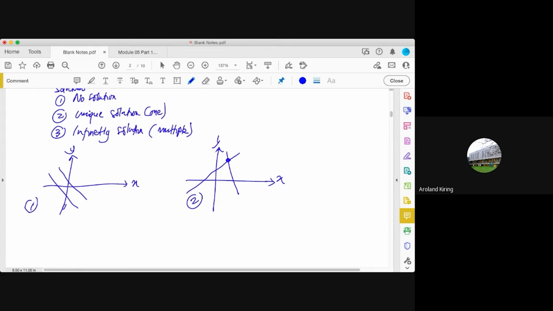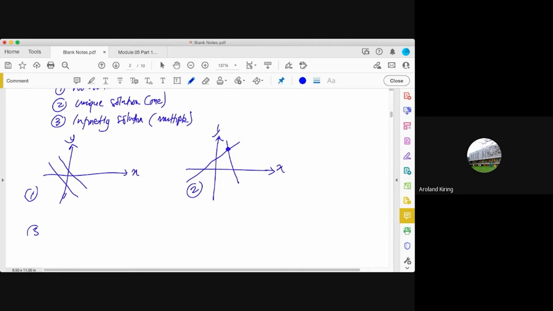For case number 3, we have infinite solutions. This one can have more than one point of intersection. For example, if we are talking about linear systems, we have the first equation like this, that's your first graph. The second graph would be similar like this. So you can have an intersection here, here, here, and so on. You have more lines that intersect with each other, so you have multiple solutions.